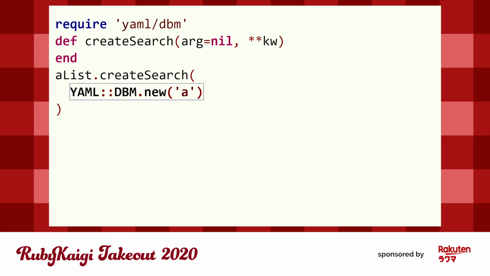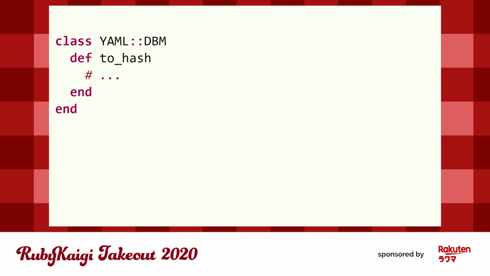Most people would reasonably expect this will get passed as the optional argument. However, that is not the case. It gets passed as keyword arguments even though it is not a hash. And why is that? Well, examining the source code of the YAML DBM class near the bottom, we see that it defines the to_hash method, and this is what causes the problem.